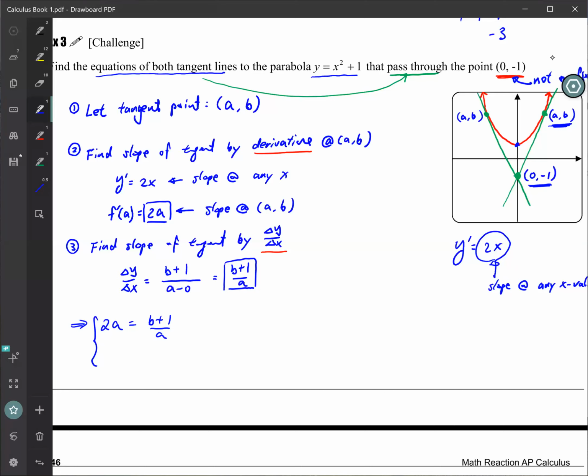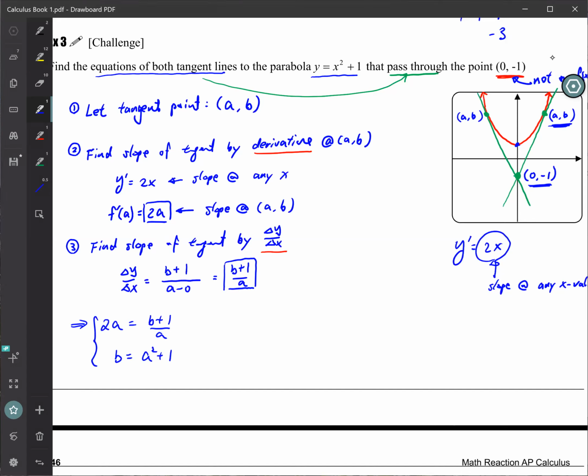How can we get another equation from step 1? We know the tangent point is AB. So AB must be on which graph? Jason, yes? Can you plug AB into the parabola, like the function? Okay, can we? Is it on the parabola? Okay, so we can plug it in, right? So that's something we can use. So B will equal a squared plus 1. There we go. Very good.